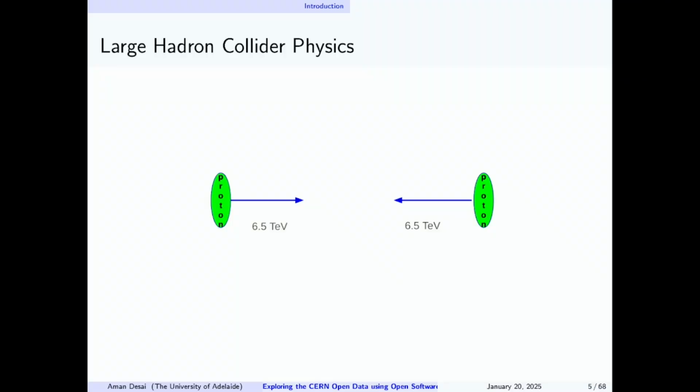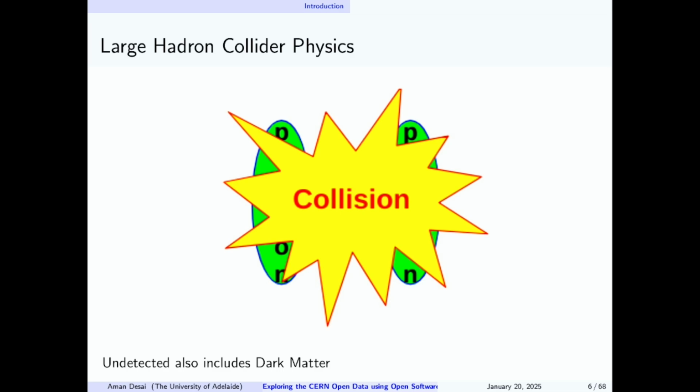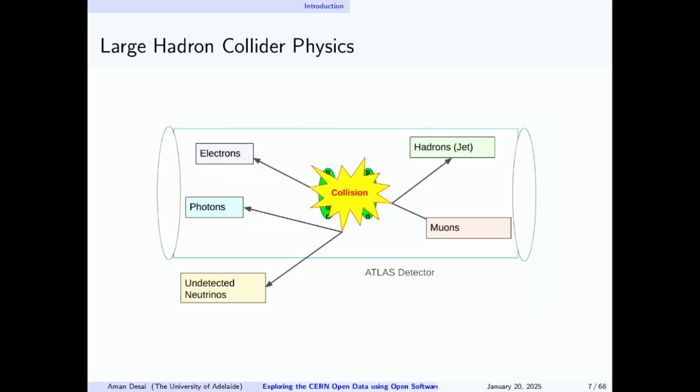So what is this data about? We take two protons and collide them with 6.5 TeV energies, and this energy is equivalent to the energy of a flying mosquito. But this energy is squeezed into a very small region of space, which is why this is highly impactful. And then we have a collision. In this collision, we would have protons, photons, electrons, hadrons, muons, undetected particles, dark matter, anything.